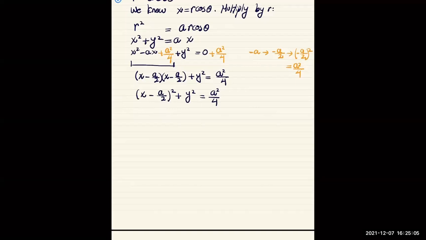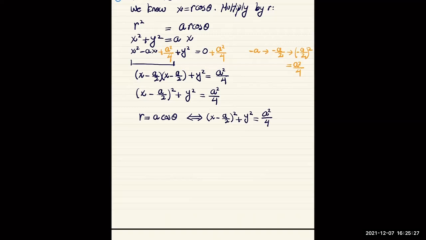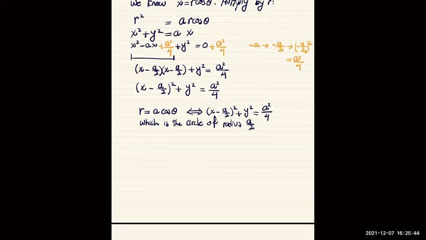Yeah, so let me just summarize. R equal to a cosine theta is the same as the circle of radius a over 2 with center at a over 2, 0.